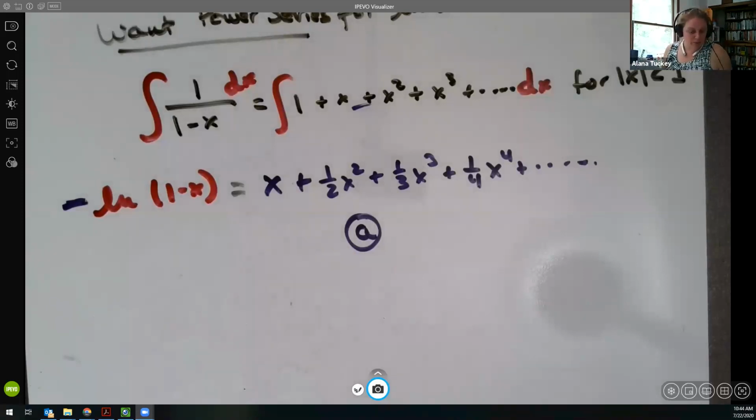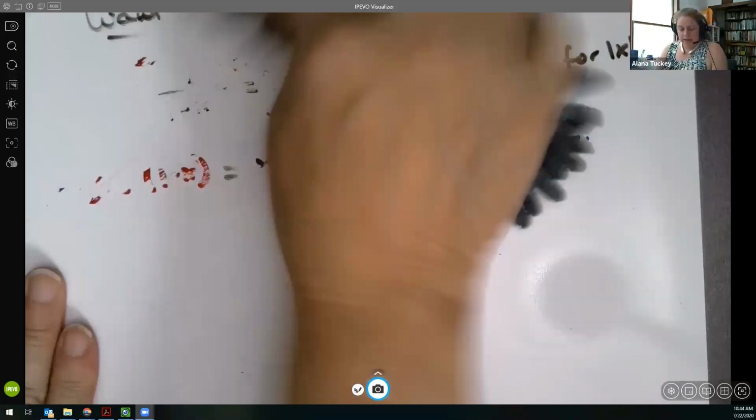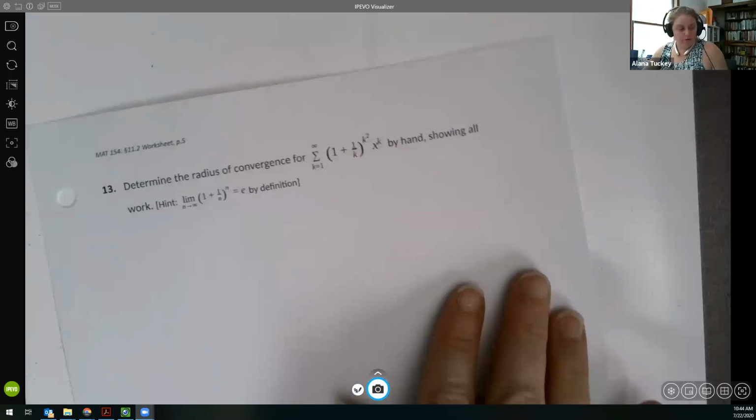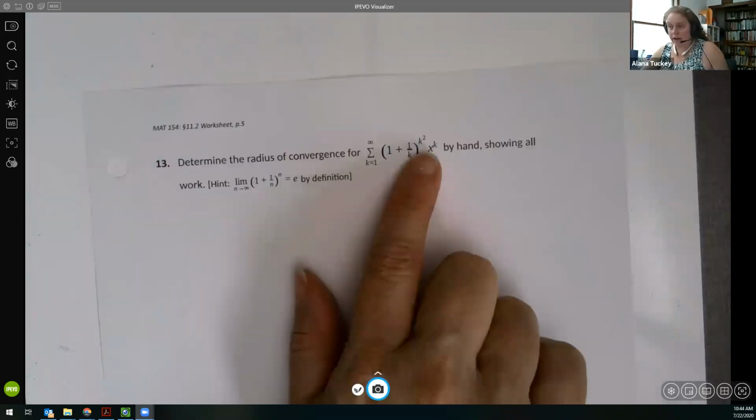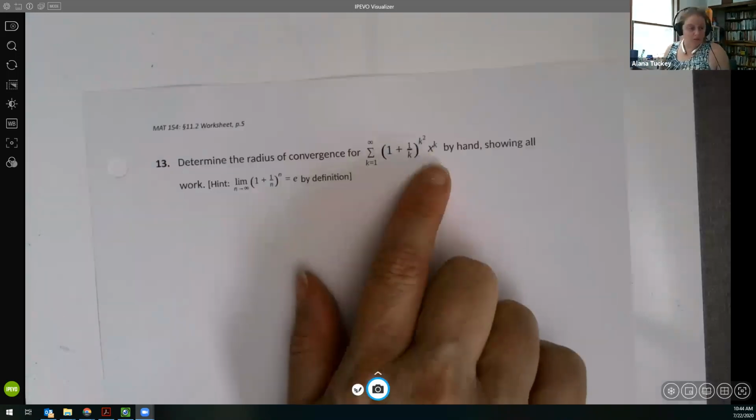All right, I see 11.2, number 13. 13, here you are. Okay, so is it, my numbering's a little off, so let me see if this is right. Sorry, I'm looking for my thing. It's this one, right? With the 1 over 1 plus 1 over k to the k squared x to the k, that one? That's 13, right?